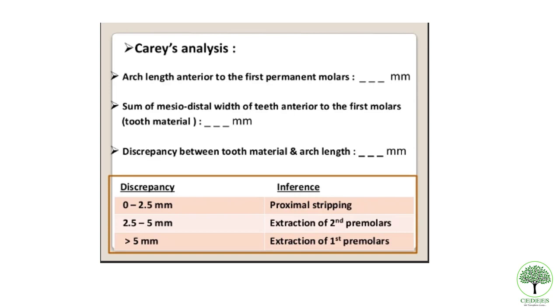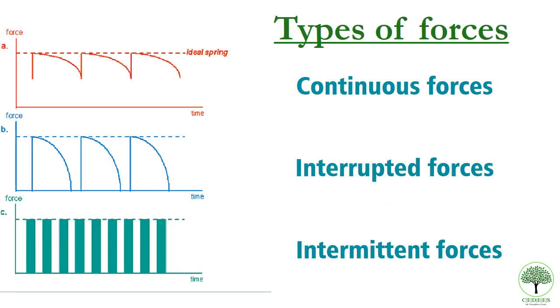And in cases where the discrepancy is much larger than 5 millimeter, you opt for extraction of first premolars because this gives adequate space for retraction of your teeth, as well as for getting good profile changes clinically. Now, you don't undertake extraction of both first premolars and second premolars together. You would opt for only one of the two in a particular arch depending on the discrepancy.